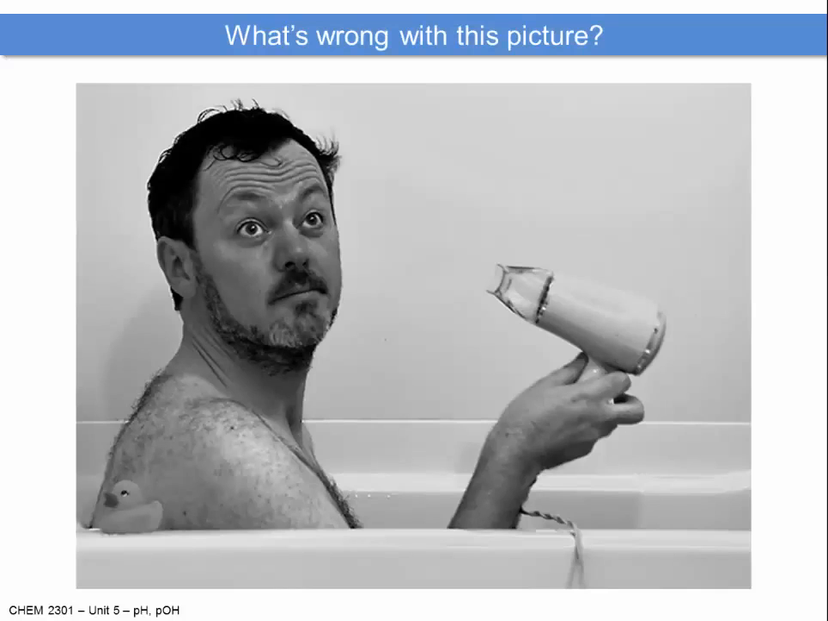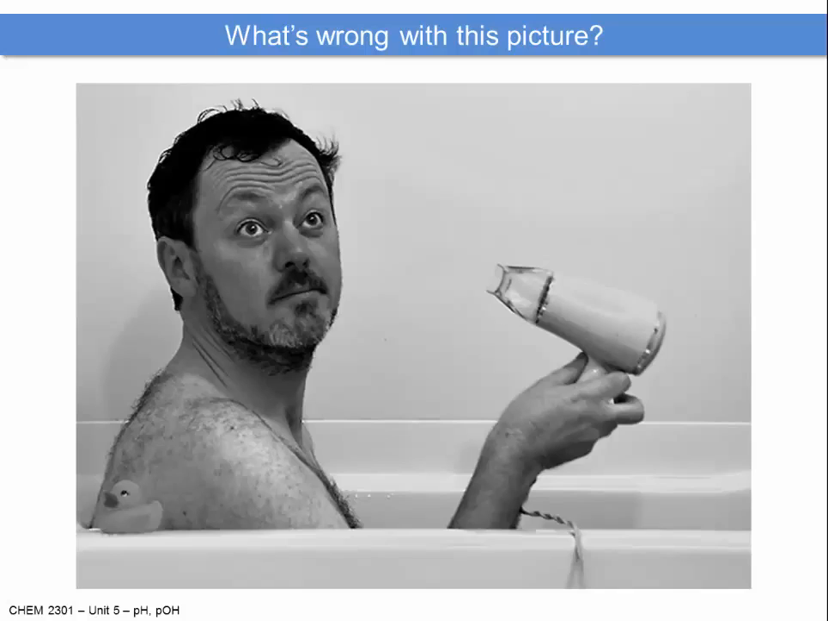So, what's wrong with this picture? In fact, there are quite a few things wrong with this picture, but we can see that the gentleman here is sitting in the tub, potentially filled with water, and using a hair dryer that is plugged in. You can see the cable running out of the tub there. And it's something that, of course, we know is dangerous.